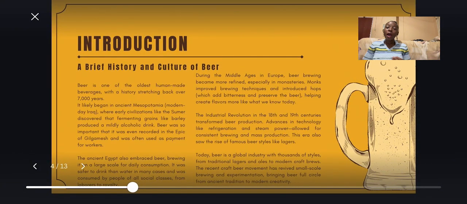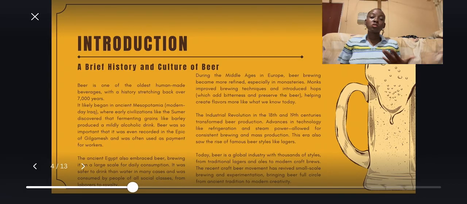It also has traces back to ancient Egypt, as they embraced beer on a larger scale than Mesopotamia at that time. It was a beverage considered safer to drink than water in Egypt, and everybody of every class could drink beer. During the Middle Ages in Europe, brewing became more refined, especially in the monasteries. Monks improved the brewing technique and introduced hops, which added bitterness and a different flavor profile, helping us with the beer that we know today.